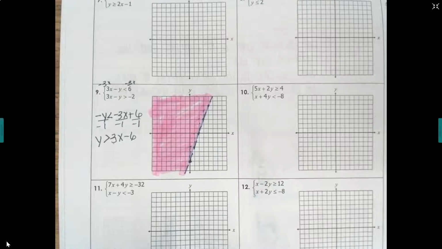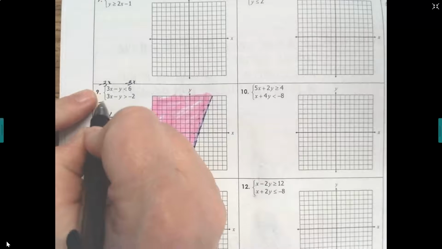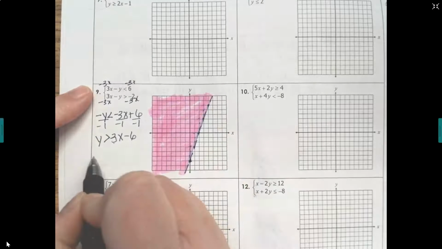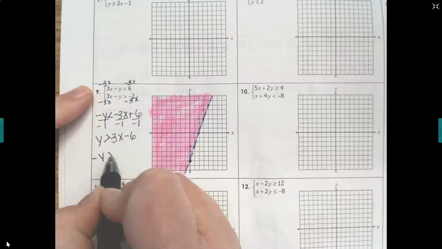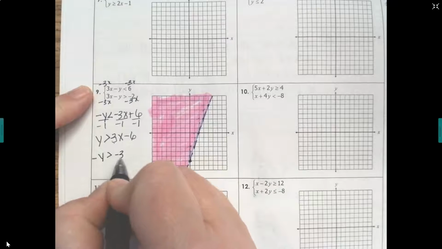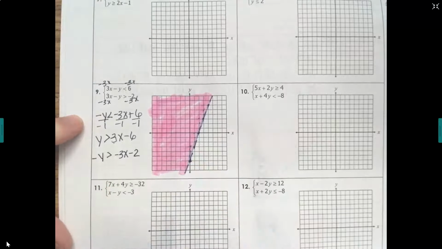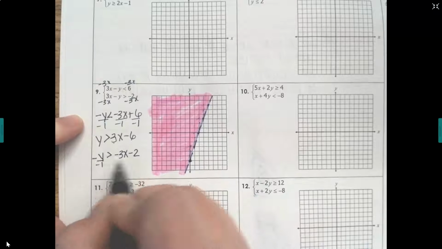Okay. Now for our second inequality, I'll move the -3x over. And I get -y is greater than -3x minus 2. Divide by -1.